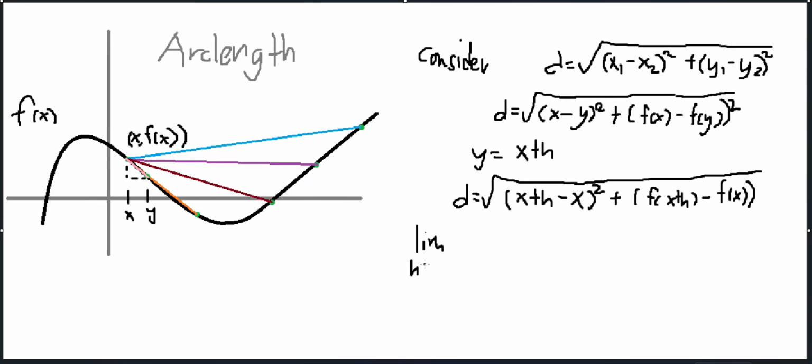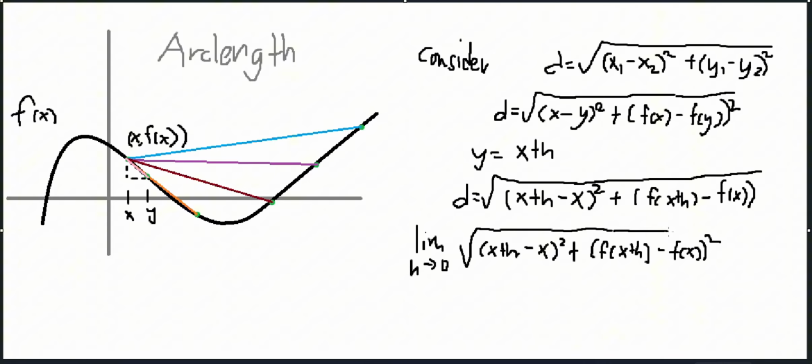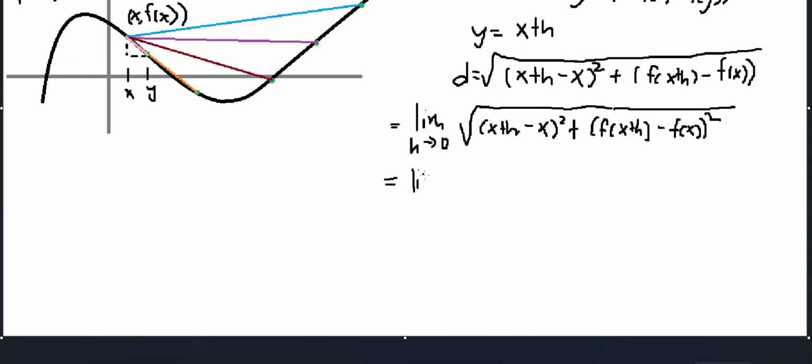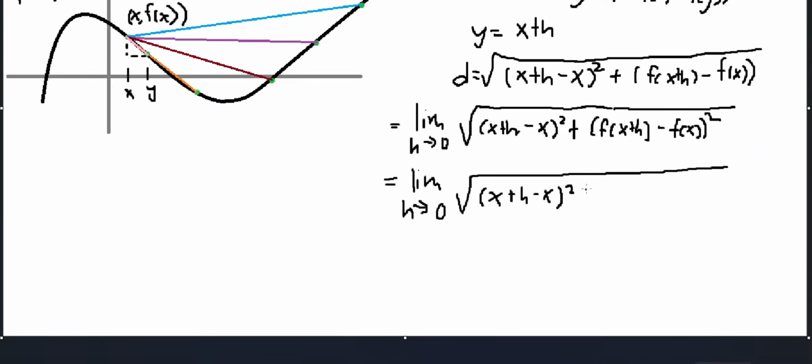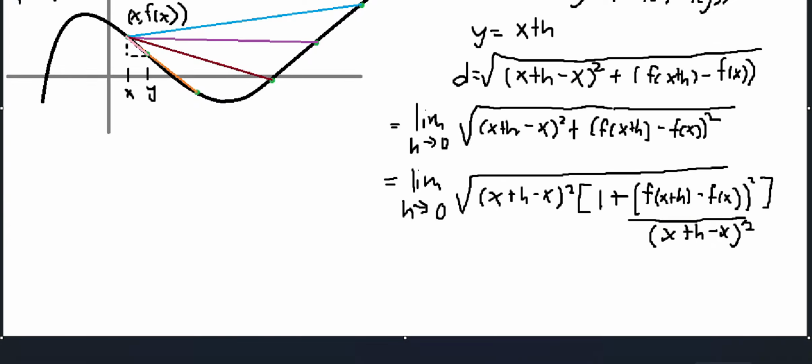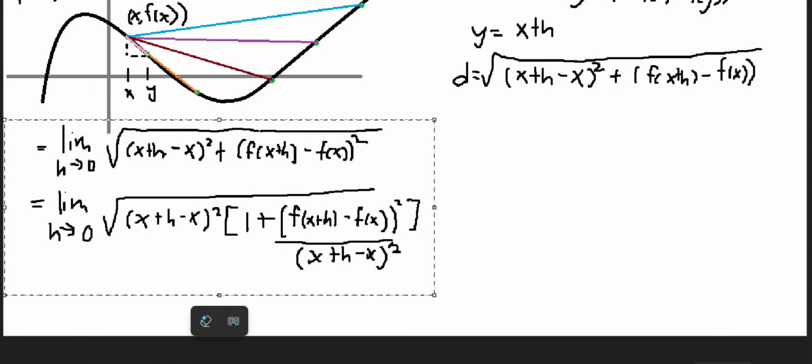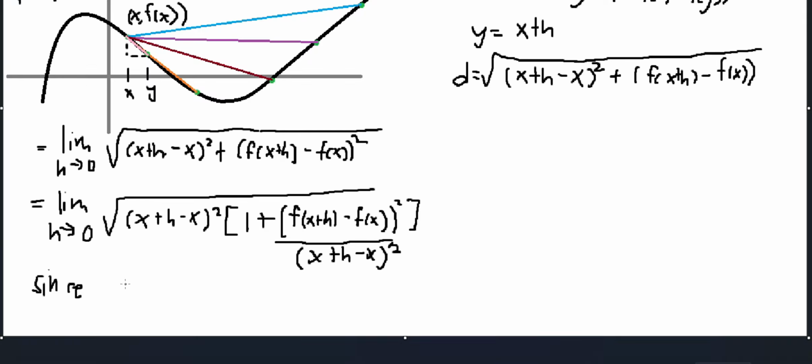Then take the limit as h approaches 0. Then we can play with the expression by factoring the x plus h minus x from the inside argument, which will make us recognize that it is the formula for f prime of x.